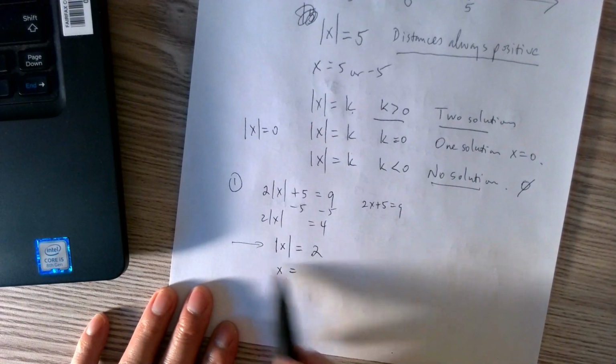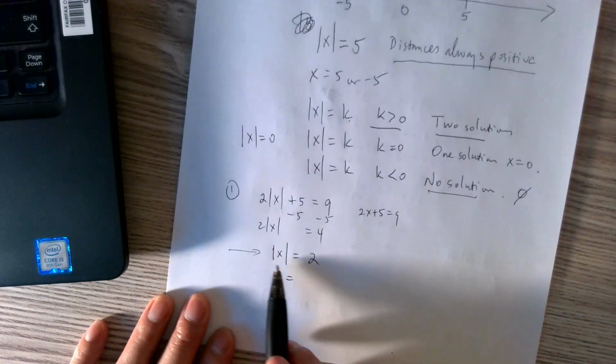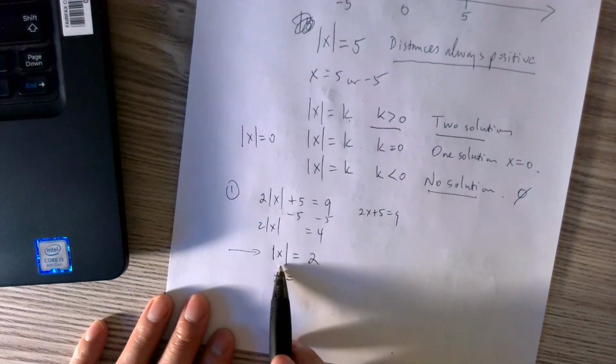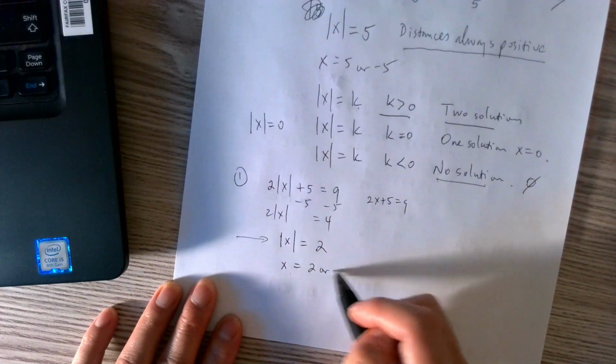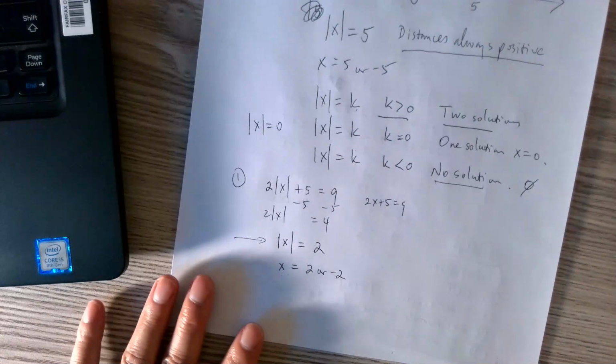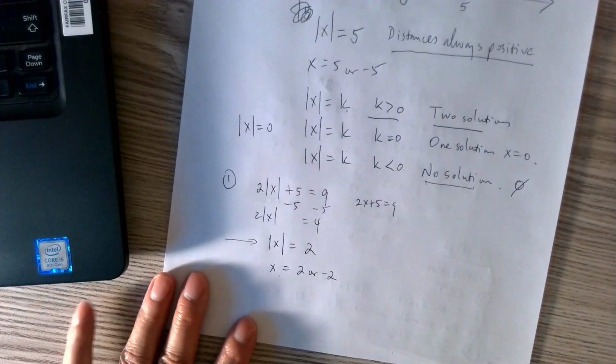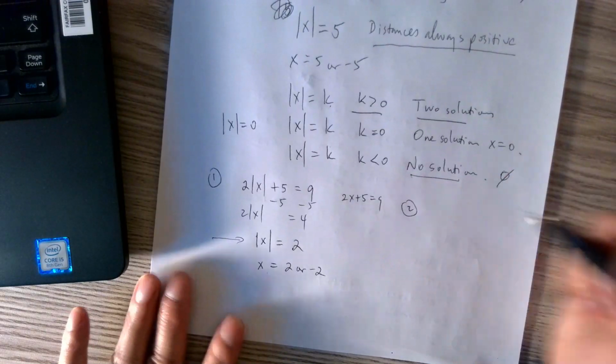Now here's where the extra step comes in. Absolute value of x equals 2. So x is some number that is 2 away from 0. Well, as we set up here, that's two solutions. 2 or negative 2. Here's another example.